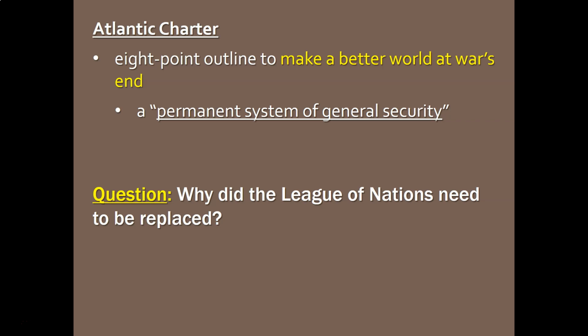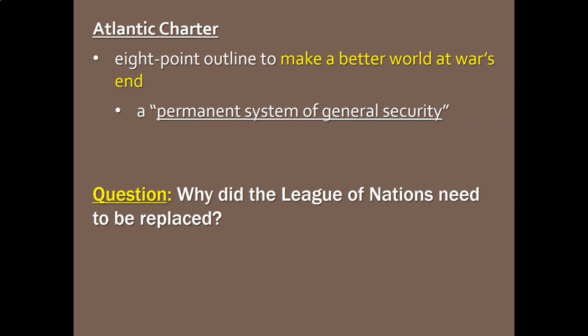The most significant thing that comes out of this Atlantic Conference is an agreement known as the Atlantic Charter. There are 8 big points to this, but the one we're going to focus on is the one that has the greatest legacy, and that is the creation of something referred to as a permanent system of general security. And if that sounds kind of familiar to you, it should.